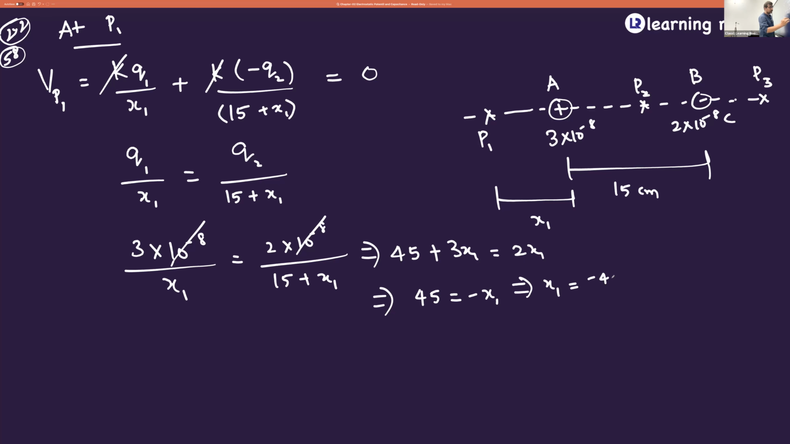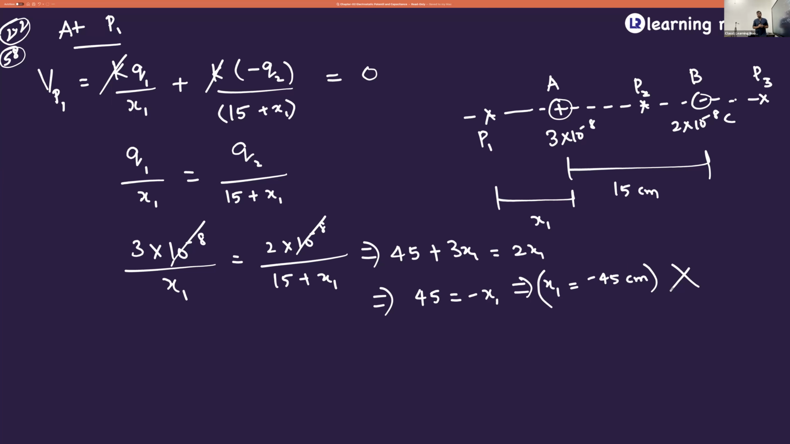x1 is minus 45 centimeter, which is not possible because this is not displacement, rather it is distance. Distance cannot be negative. So this clearly indicates that this is a point where the potential cannot be 0. Am I clear with this? So at this point, the potential cannot be 0 at all. Right? So this is about the point P1.